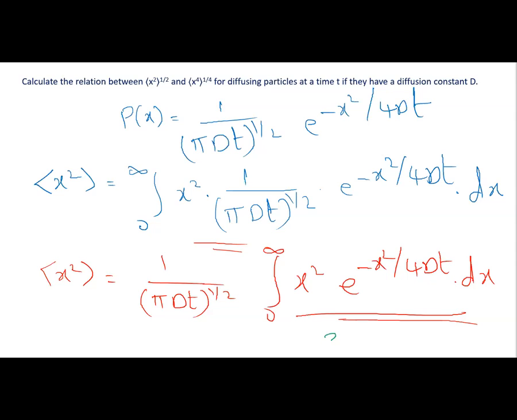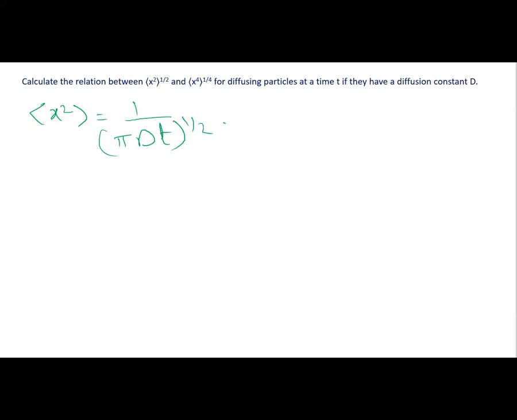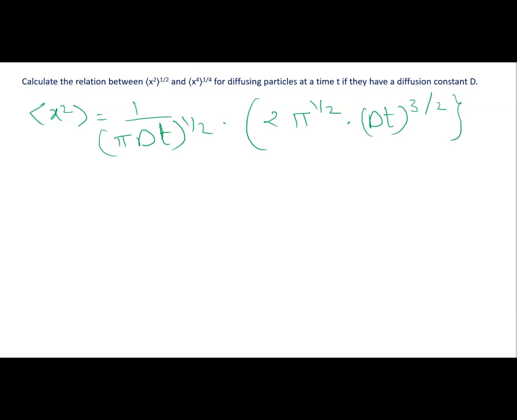2 times the square root of π times (dt)^(3/2). So I'm going to include this. The whole ⟨x²⟩ term is going to be (1 over πdt)^(1/2) times 2π^(1/2) times (dt)^(3/2). Again, most of these terms get cancelled. So the π and the π get cancelled, (dt)^(1/2) and (dt)^(1/2) get cancelled to leave dt, and the overall equation is going to be 2dt. That's the ⟨x²⟩.